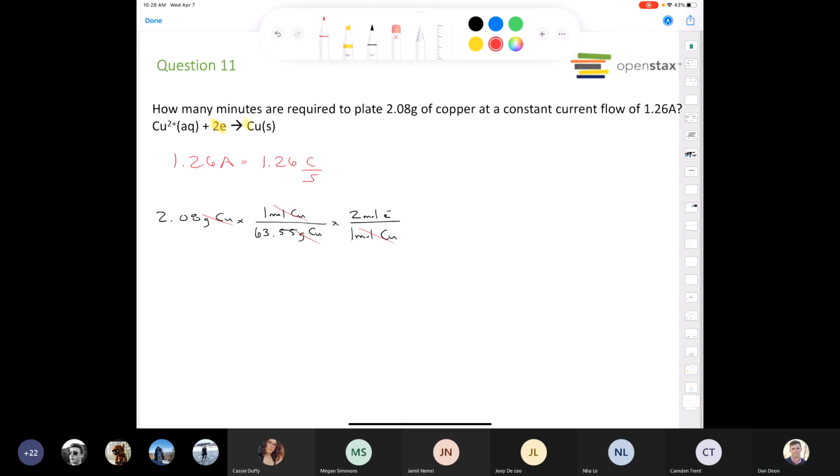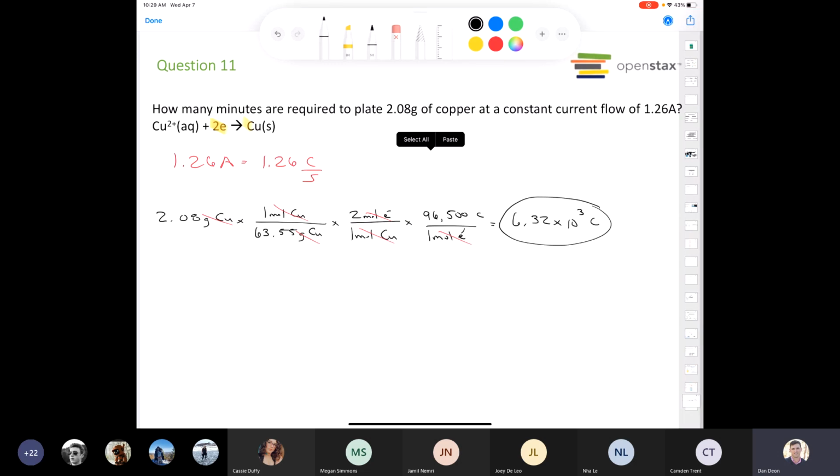Let me relate that to charge now, because I know that 1 mole of electrons has a charge of 96,500 coulombs. I could keep going with the dimensional analysis and solve the whole thing in one fell swoop, but I'm going to break it up into a couple of spots here. So I've got 6.32 times 10 to the power of 3 coulombs. That's how much charge, not current, I need in order to plate the 2.08 grams of copper.